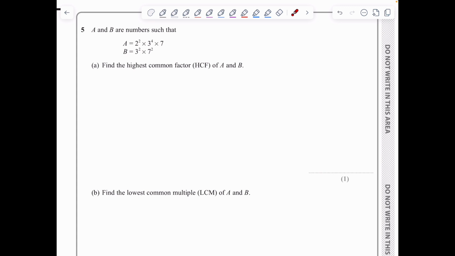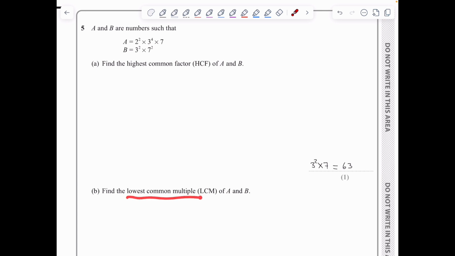In question 5, we're given a and b here, two numbers decomposed into powers of prime factors, and I need to find the highest common factor of a and b. Well, we know that for the highest common factor, I will choose the common factors to their lowest power. So I'm going to choose 3 to the 2 and 7. So 3 squared times 7 is the highest common factor, which evaluates to 63.